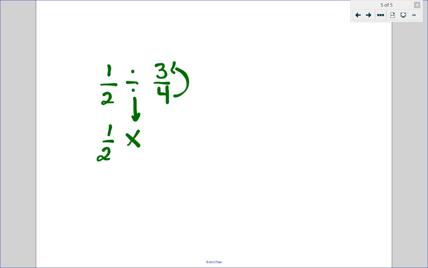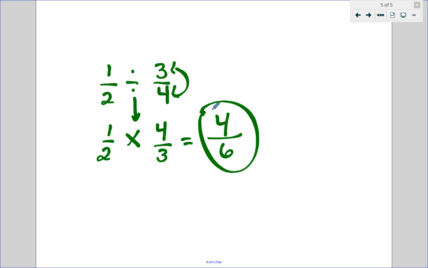So if I have 1/2 divided by 3/4, what we do in mathematical terms, I don't even know if I should show you this, but I will. The first number stays the same. We change division into multiplication, and then we flip-flop these numbers. So we go 4 over 3. And then we just multiply. 1 times 4 is 4. 2 times 3 is 6. So 1/2 divided by 3/4 would give me 4/6.